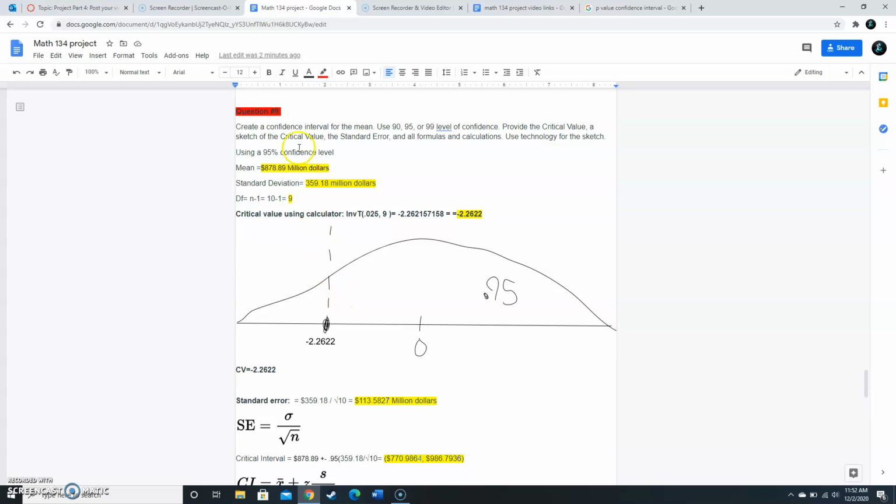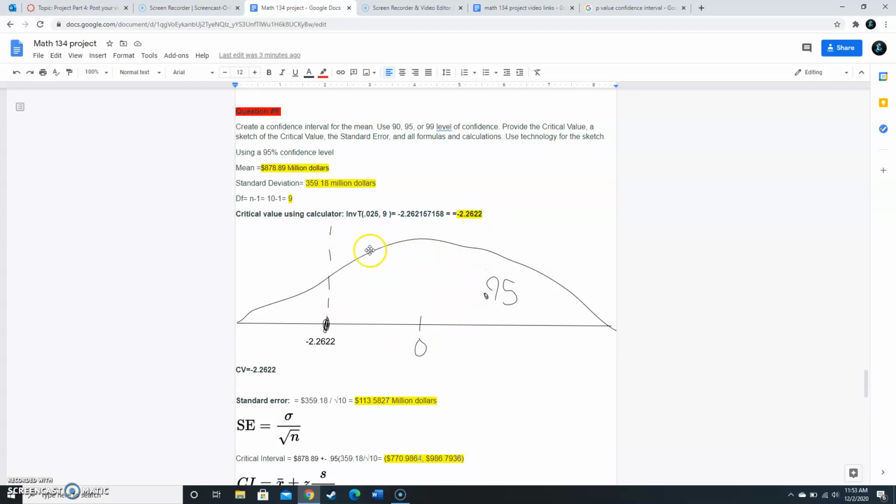For question 9, it was: create a confidence interval for the mean, use 90, 95, or 99 level of confidence, provide a critical value, a sketch of the critical value, the standard error, and all formulas and calculations. So I decided to use a 95% confidence level. I had my mean, my standard deviation, and my d f. In the calculator, I used the inverse t of 0.025 and my d f, which was 9, and I ended up getting a negative 2.2622.